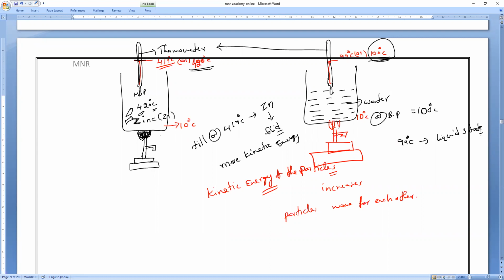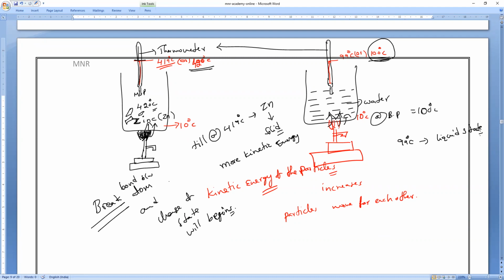Instead of raising the temperature, as soon as it reaches the boiling point, whatever energy we supply during that time will be useful to break the bonds between the atoms. It breaks the bonds between the atoms and change of state begins. During that time, the entire supplied energy is used to break the bonds between the atoms. They will overcome something.